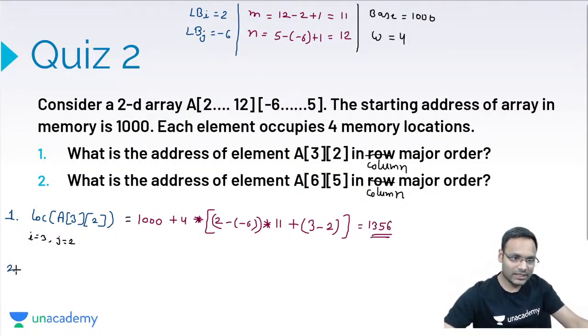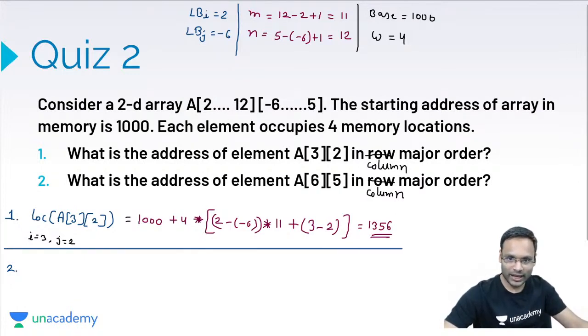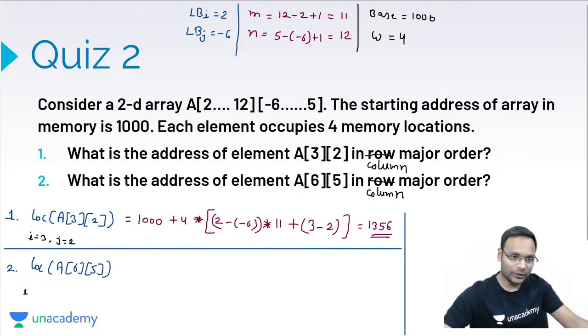Second one. Let's get the second one's answer also. I guess you have already calculated. I am just verifying whatever you have done. Look at this: LOC of A of 6, 5. The I value is 6, the J value is 5. Put the values in the formula and get the correct answer.